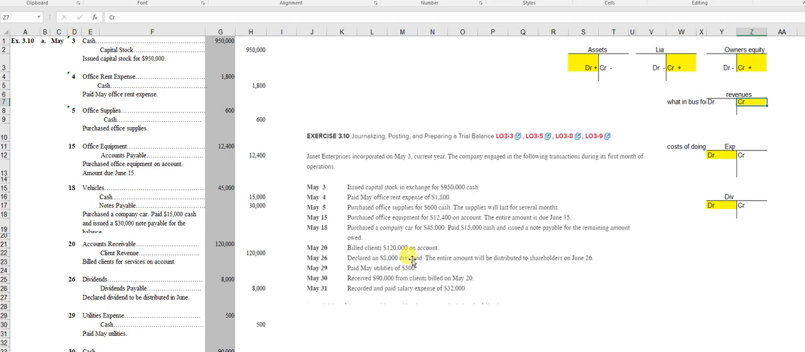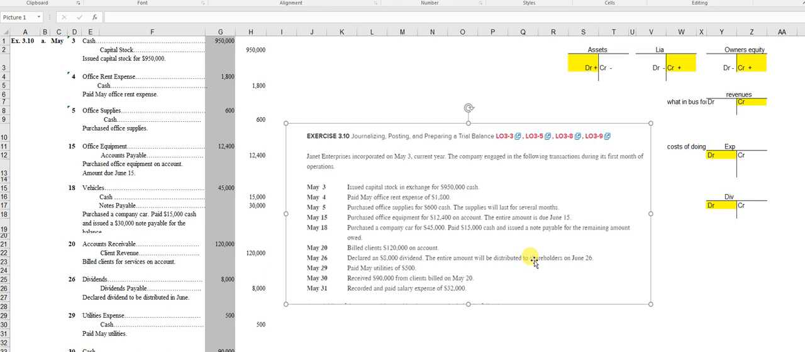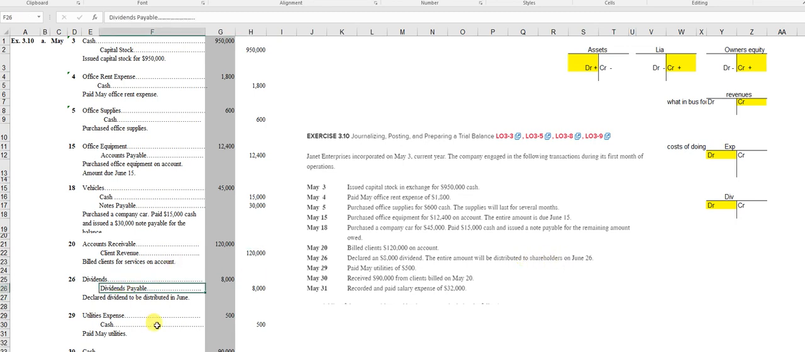Declared an $8,000 dividend. The amount will be distributed to shareholders on June 26th. This is only May 26th, so I'm not paying it till later. Whenever I say I pay it later, it's a payable. So I'm going to credit dividends payable.